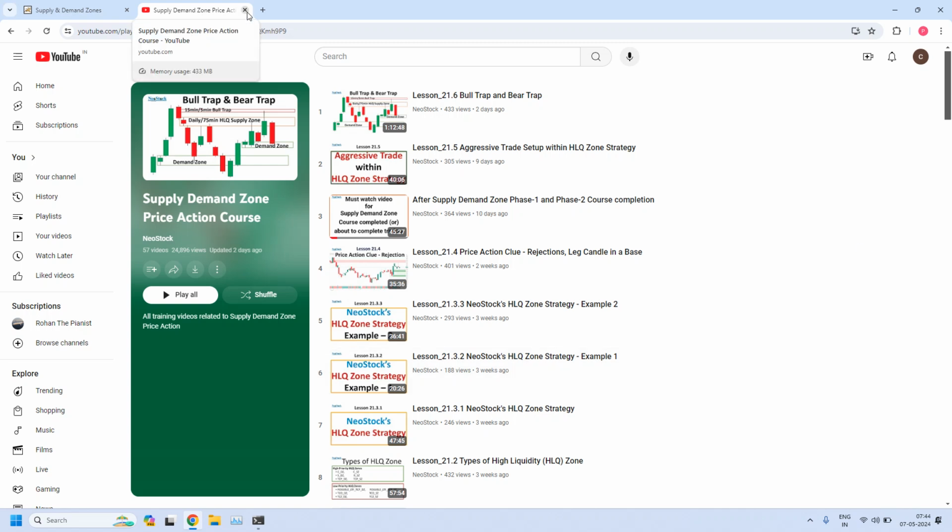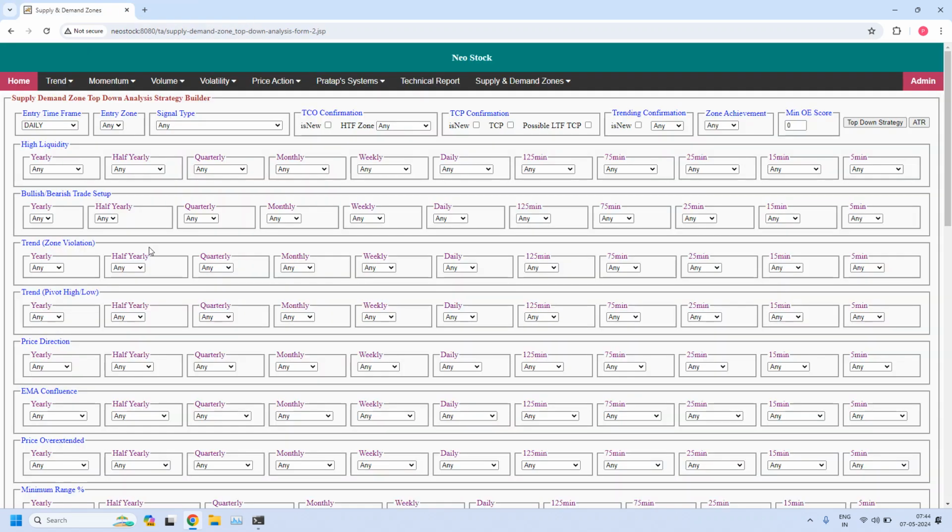Now let's get into the report generation. The first report, let us generate bullish trade setup for daily income trade. For daily income trade, entry time frame is 15 minutes. Because it is bullish trade setup, entry zone is demand zone. And the third parameter we have, bullish or bearish trade setup, in this parameter select 15 minutes time frame. Because you are generating bullish trade setup, select the value bullish.